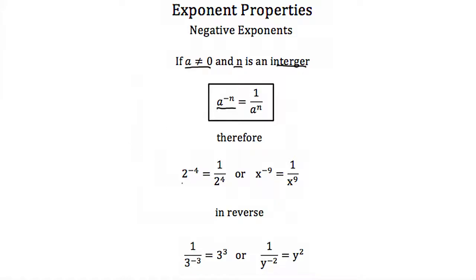So if we had 2 to the negative 4, that would be the same as writing 1 over 2 to the 4th. Or if we had x to the negative 9, that's the same as writing 1 over x to the 9th. This works in reverse too. If you ever see a negative exponent in your denominator, that means you can move it up to the numerator. So if we had 1 over 3 to the negative 3, that's really just the same as 3 to the 3rd. Or 1 over y to the negative 2, that's the same as y squared.